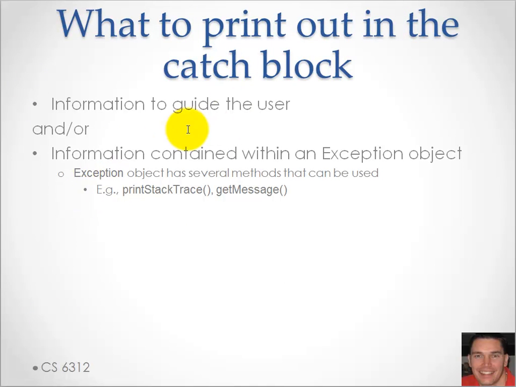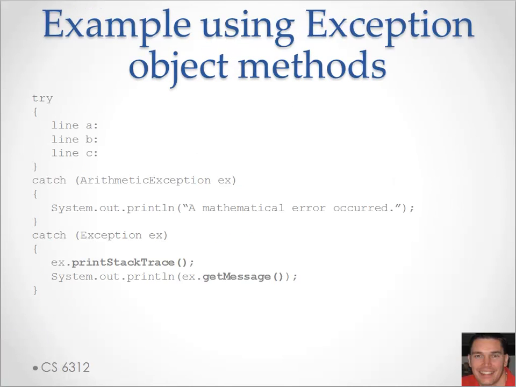Now what information do we commonly print out in the catch block? We usually print out some type of information to guide the user. This information can be our own message that we come up with, or it could be information contained within an exception object. The exception object does have several methods available with it that can be used. A couple useful methods are the print stack trace method or the get message, which will print out some meaningful information regarding the exception that has occurred.